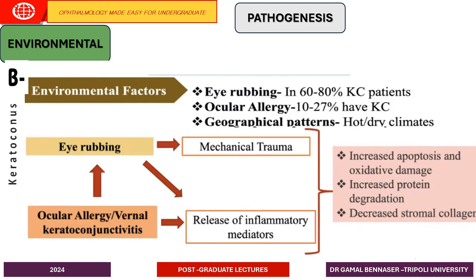Usually, we define keratoconus clinically as a non-inflammatory, progressive, bilateral disease. However, on the molecular level, there is a low-grade inflammation. Clinically, there will be no signs of redness or inflammation, but at the level of the cornea and the collagen fibers, there is a low-grade inflammation initiated by eye rubbing, and this inflammation will lead to apoptosis and degradation of the collagen of the stroma.